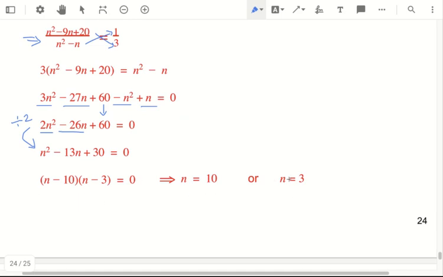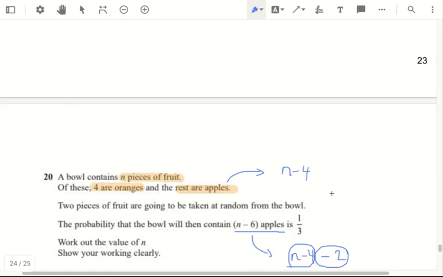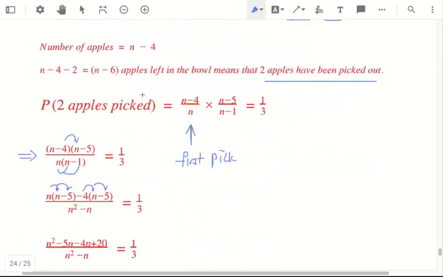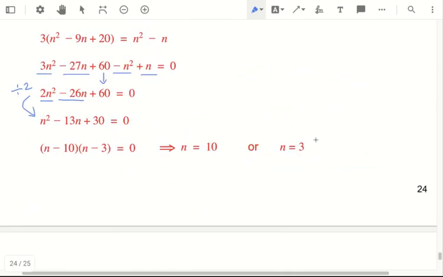And I got two answers, n equals to 10 or n equals to 3. We can't have two answers, right? But it's quite obvious because since there are 4 oranges, therefore we have to reject n equals to 3 because there are more than 3 fruits, right? Okay, so final answer is n equals to 10.